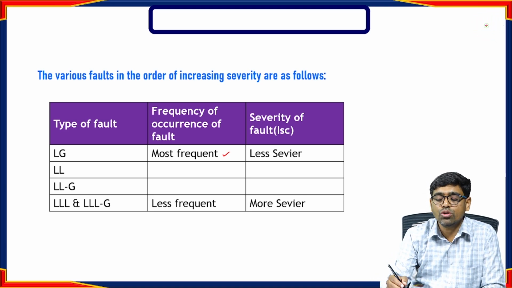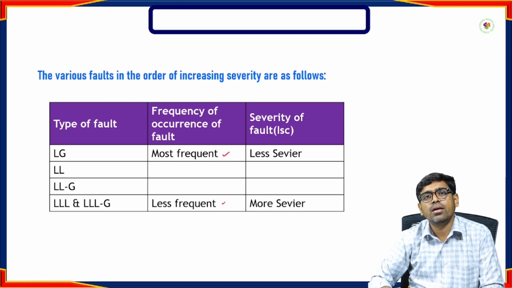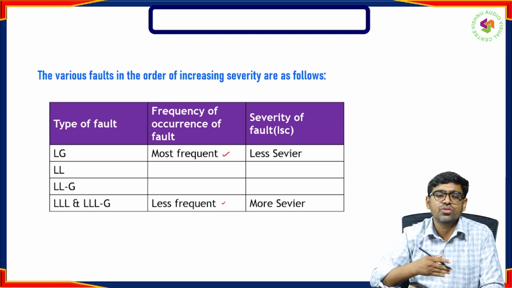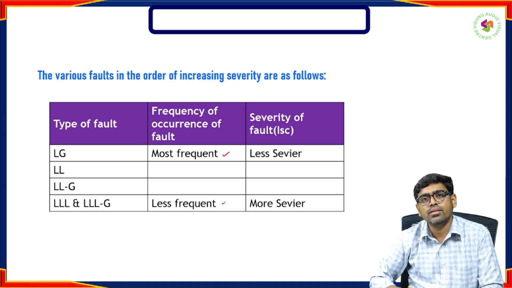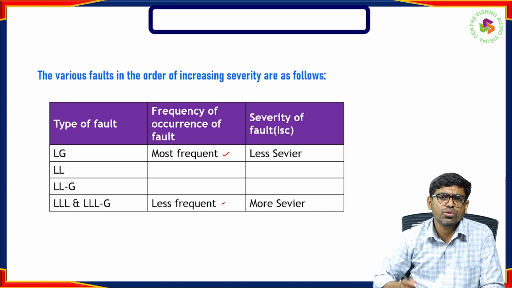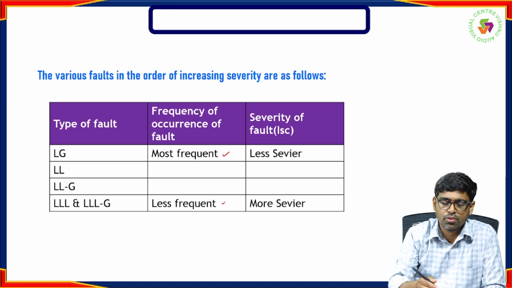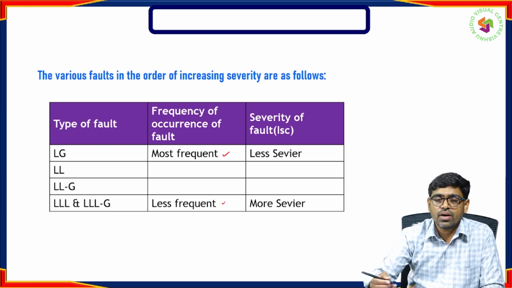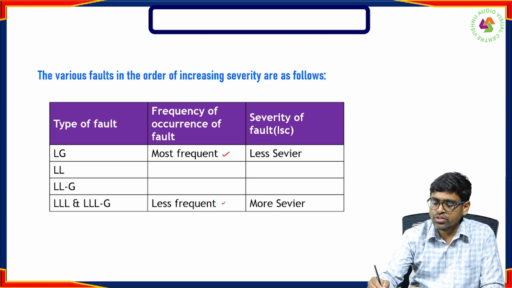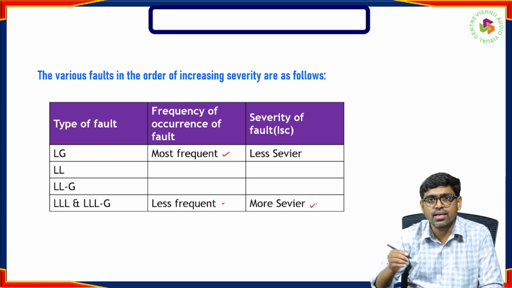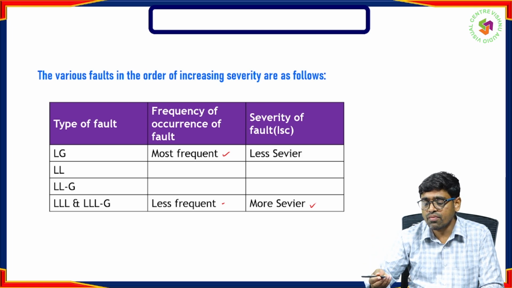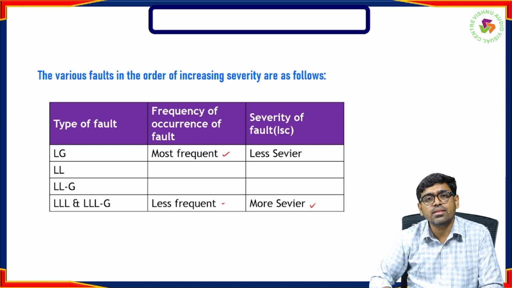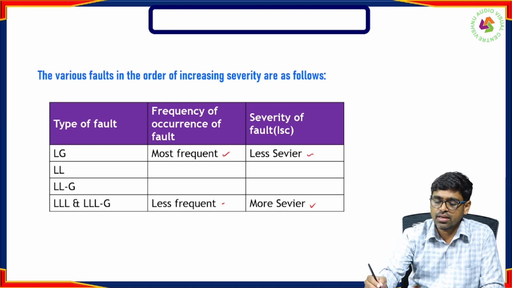Then the triple LG fault is the least frequent. Triple L or triple LG, a short circuit of the three lines R, Y, B, has a very low frequency of occurrence. That may be because some monkeys fall on these three lines, or some snakes come, but it is rare. As for severity, the most severe is the triple L fault. If the three lines get short circuited, more current can flow, and that fault is more severe. The less severe fault is the LG fault, the line to ground fault.